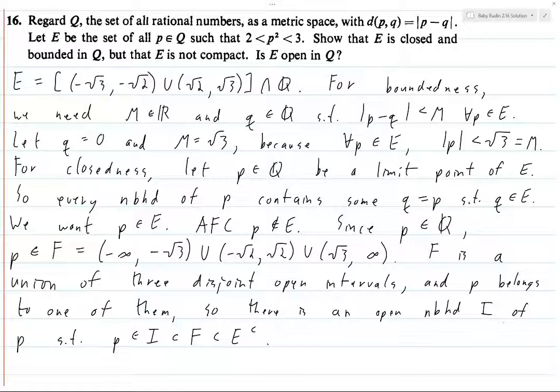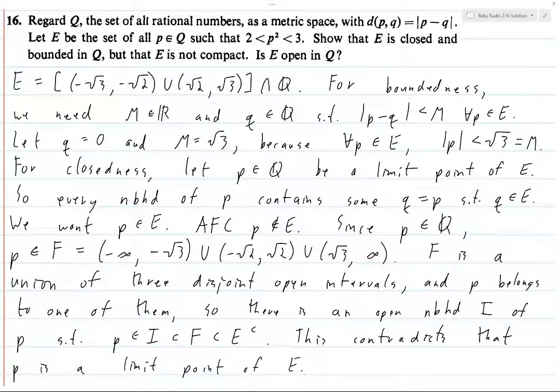Let P be a limit point of E. So we assume for contradiction that P is not in E. We got a contradiction, so thus P is in fact in E.